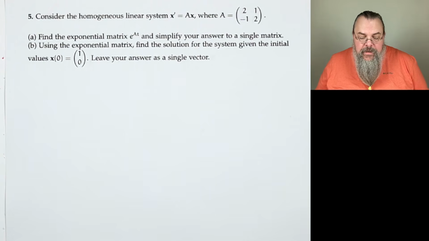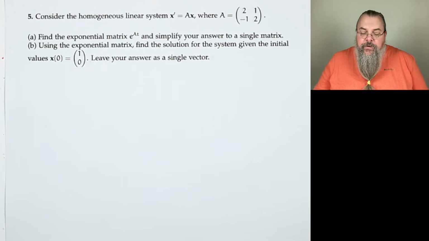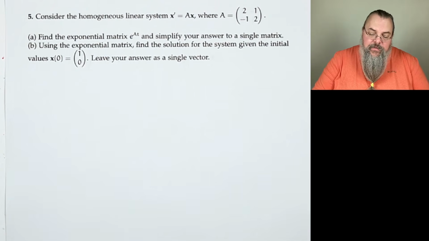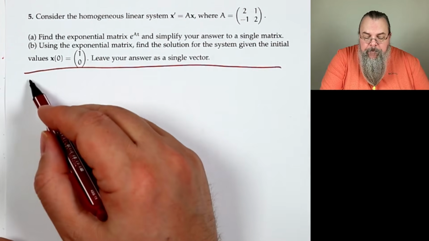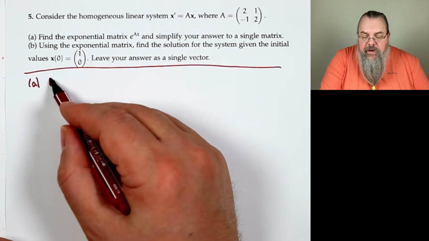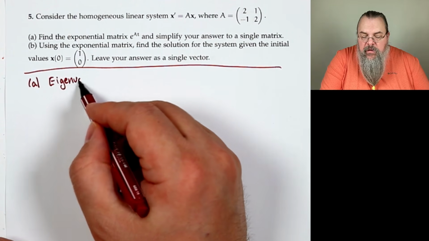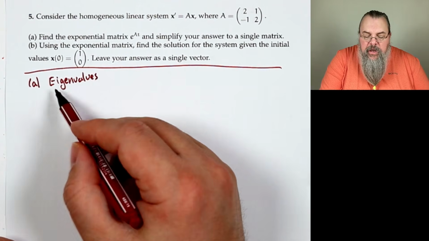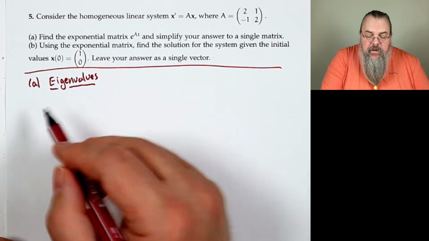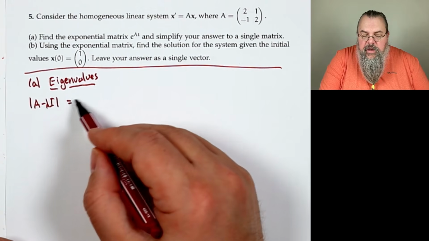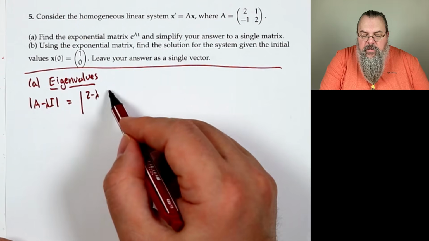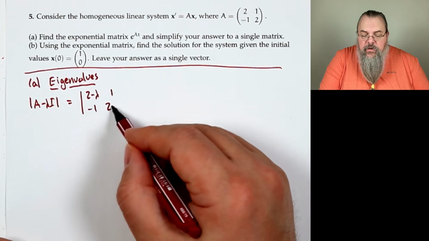All right, well, what to do? Before we find the exponential matrix, we always start problems involving a 2 by 2 matrix in the same way. So we're in part A. So first step is eigenvalues. Okay, so let's figure out what our eigenvalues are. So we're taking the determinant of A minus lambda I, and so that's the determinant of 2 minus lambda, 1, minus 1, 2 minus lambda.